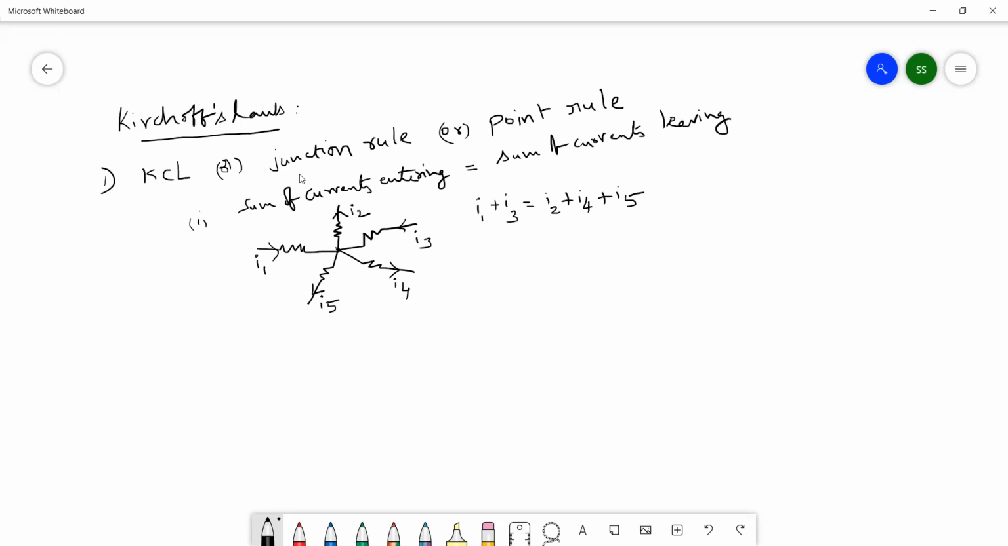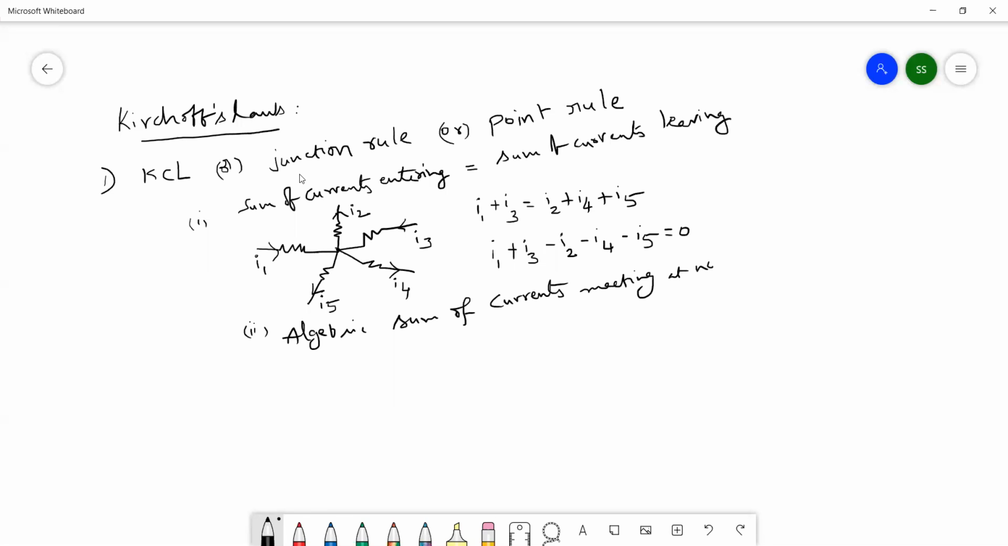Shall I write all the parameters on the left-hand side? I1 plus I3 minus I2 minus I4 minus I5 is equal to 0. So your other statement will be: the algebraic sum of currents meeting at a node is 0. So we can define the statement of Kirchhoff current law in both ways.